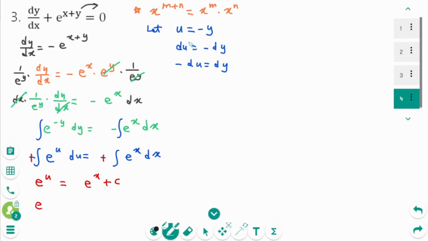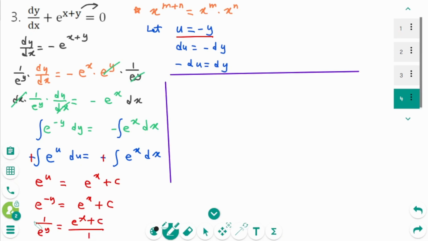But u was minus y. Then e to the power of x plus c. Then make into the fraction form. The left side is 1 over e to the power of y equals e to the power of x plus c over 1. Then upside down. So left side is e to the power of y equals, the right side is 1 over e to the power of x plus c.